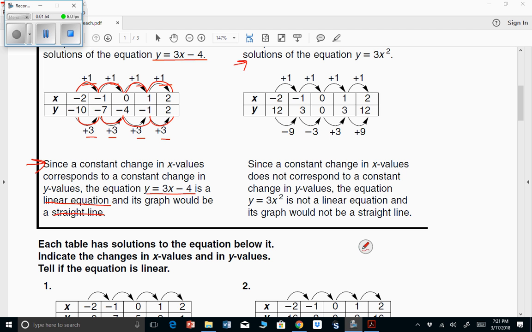Over here, we've got y equals 3x squared. And it says, since a constant change in the x values, up 1, up 1, up 1, up 1, does not correspond to a constant change in the y values, minus 9, minus 3, plus 9, that's not constant. The equation y equals 3x squared is not a linear equation, and its graph would not be a straight line. A real good clue for that, guys, is if the variable is squared, it's not going to be linear.